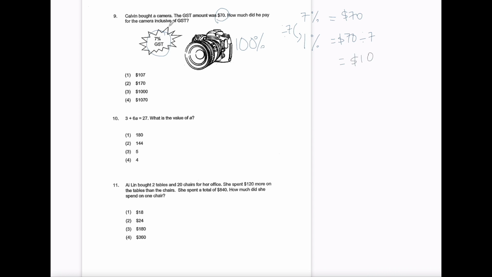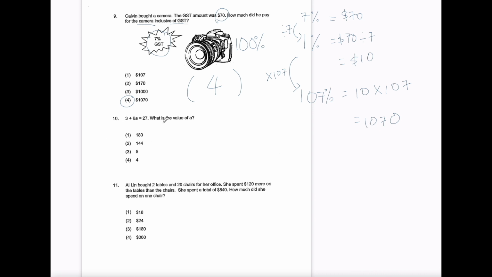So how much did he pay for the camera? 100% inclusive of GST, 107%. So I need to find 107%. So what I need to do is to multiply by 107. So 10 times 107. There's a shortcut, just put 107 first, then add the 0. Okay, so this is the amount of money I paid for, which is option 4. Alright, very simple and straightforward. So let's move on to question 10 together, okay?